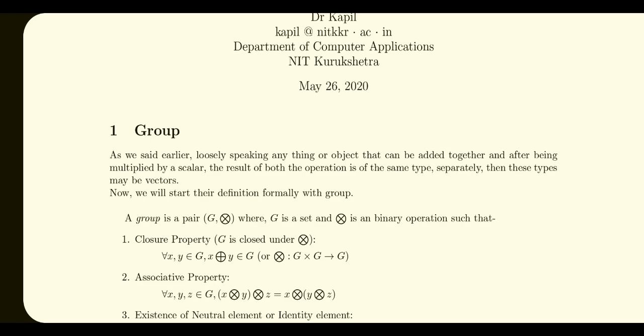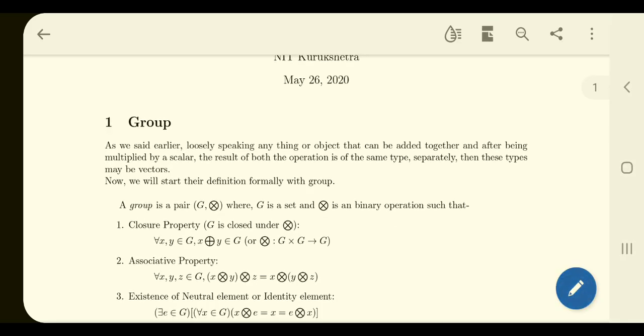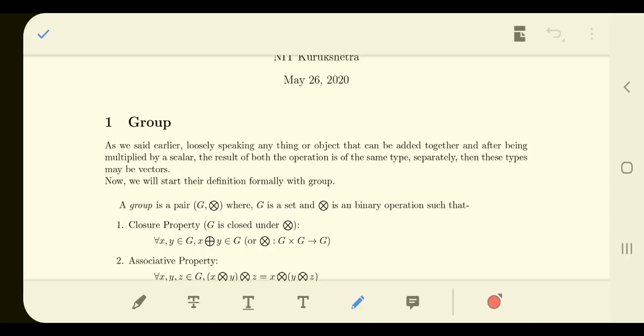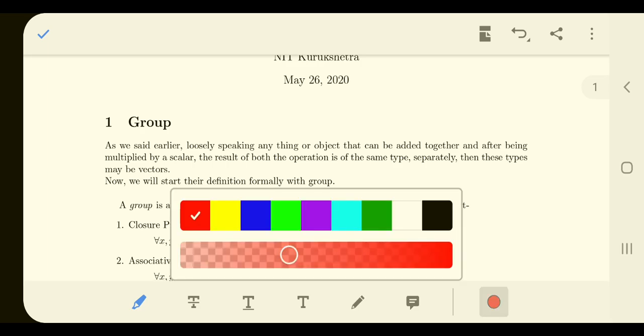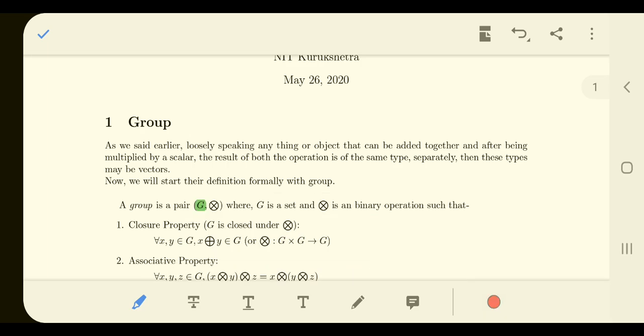So this algebraic structure contains a set of things G and a binary operation. So this is G, the set, and this is the operation. That's the binary operation, which means that it takes two operands at a time and then results into something.